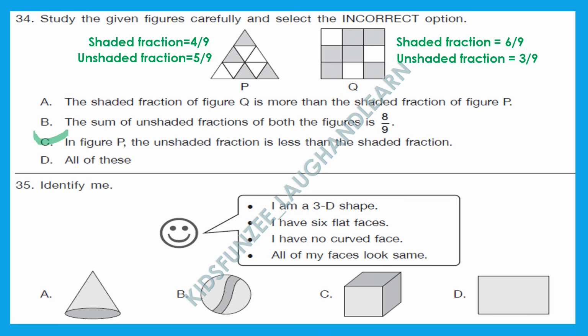Question 35. Identify me. Now there are some clues. I am a 3D shape. Okay. Out of A, B, C and D, A, B, C are 3D shape. So we are kicking out D. I have 6 flat surfaces. I have no curved face. All my faces look same. It is very easy. The answer is option C, which is a cube. It's a 3D shape. It has 6 flat faces. It has no curved line and all faces look same because it is a cube.